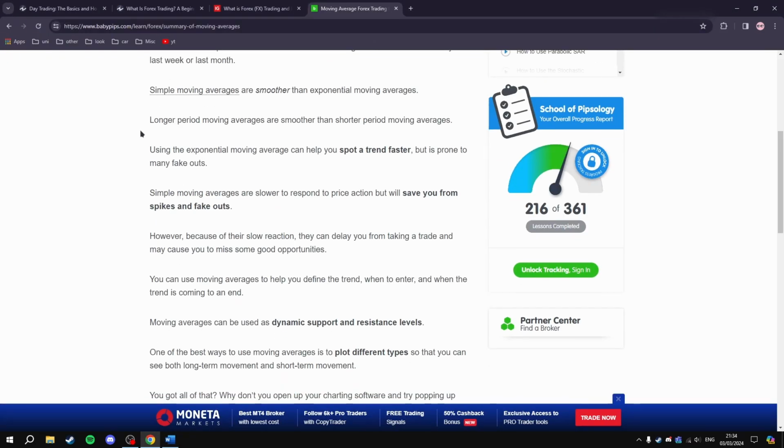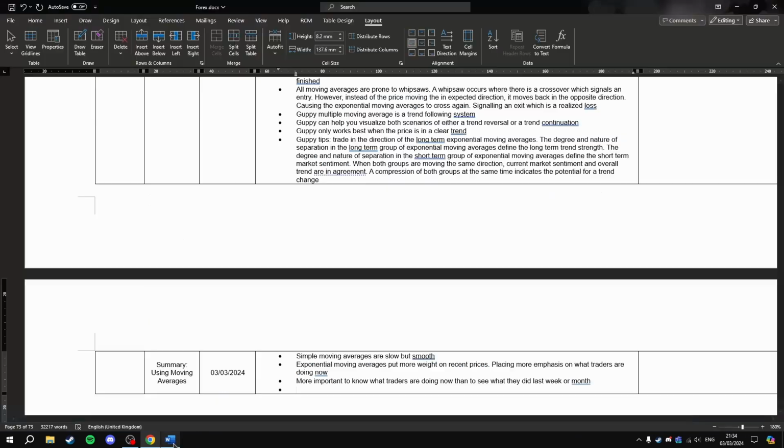Simple moving averages are smoother than exponential moving averages. Longer period moving averages are smoother than short period moving averages.